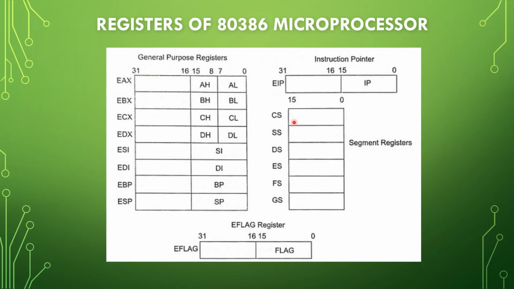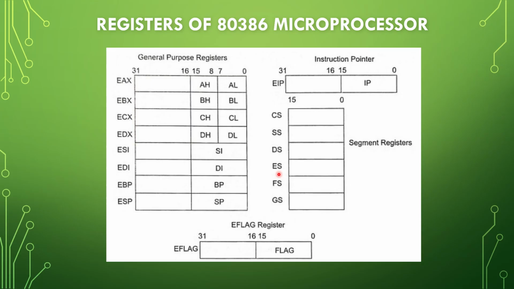CS corresponds to the code segment that points to the segment containing the currently executing code. SS corresponds to the stack segment. As we discussed previously, the stack segment points to the segment containing the stack. DS corresponds to the data segment, so it points to the default data segment. ES, FS and GS provide additional segments for data access. So these are the extra segment registers.